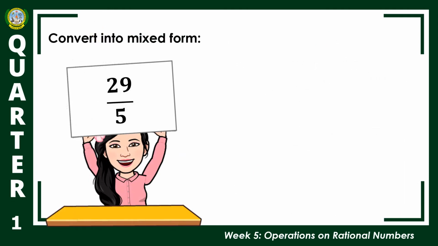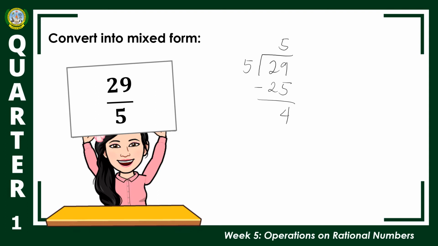Convert into mixed form. 29 over 5. So, let us apply the process discussed. So, we need to divide 29 by the denominator, which is 5. So, how many 5s are there in 29? So, kailangan makakuha tayo ng ilang 5s dito. So, 29 divided by 5 is equal to 5. So, bakit 5? Because 5 times 5 is 25. And when we subtract, 29 minus 25, we will get 4. So, as we can see, hindi na enough yung 4 to be considered as a whole. So, therefore, it's a remainder na.